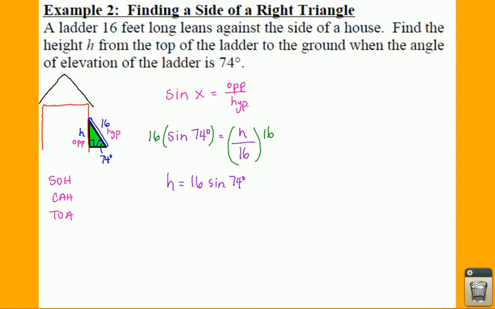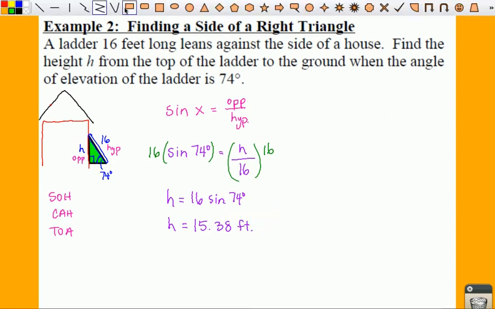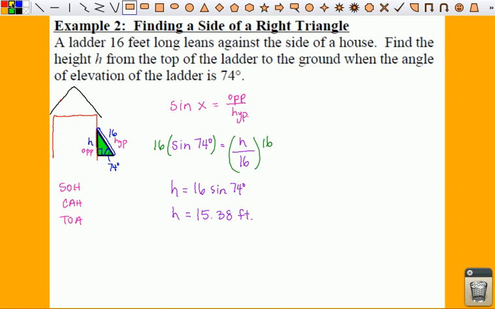If you use the wrong function here, you are not going to get the correct answer. If you use sine, you get the correct one. If you use tangent or cosine, not so correct. So we plug this into our calculator, and we end up getting 15.38 feet. Voila. And that, my friends, is how you'd find how high up that 16-foot ladder is.